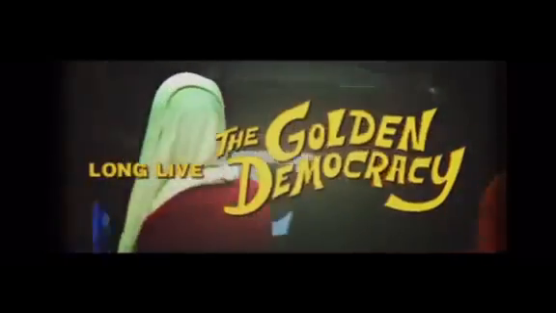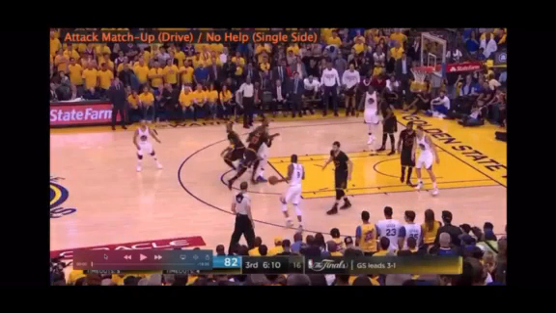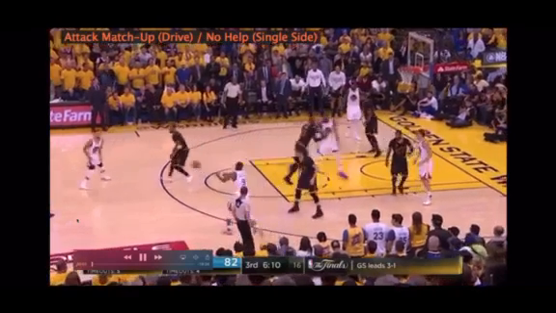Today, what we're going to take a look at is part one of attacking the switch. And switching has become an incredibly vital coverage in the NBA, and it's trickling down to all levels of basketball today. And knowing and understanding how to attack the switch, when to attack the switch, what the mismatches are, where the mismatches are at, is incredibly important towards being a good team against all types of defensive coverages.